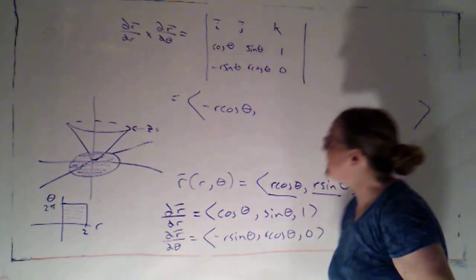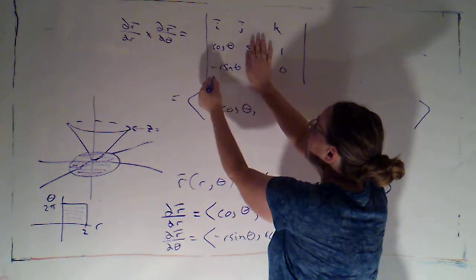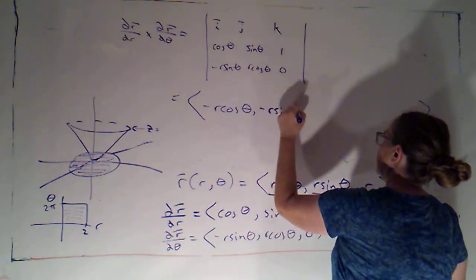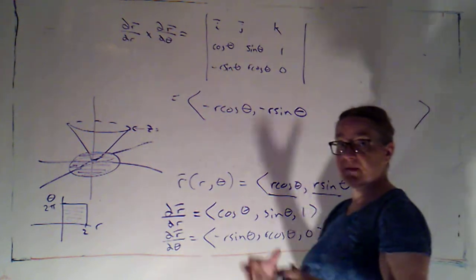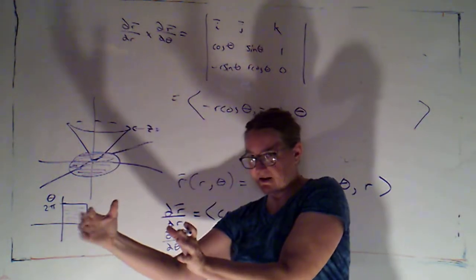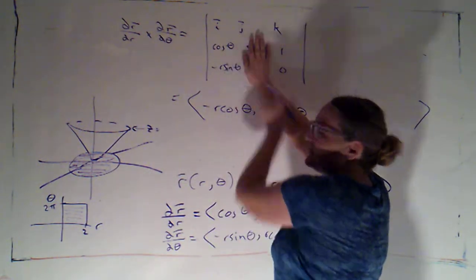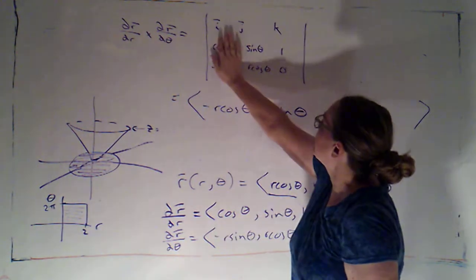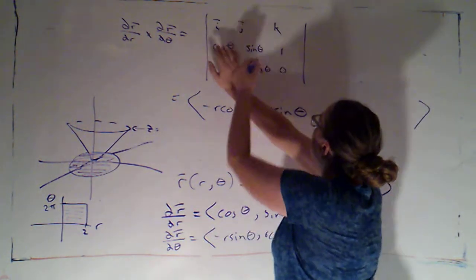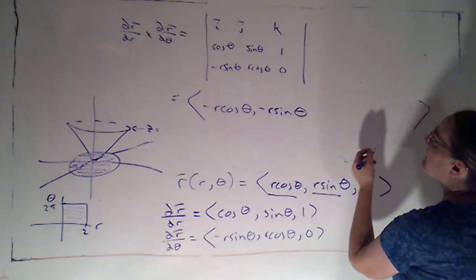For the j's, I want to remember to go backwards. So I'm going to get negative r sine theta minus nothing. Remember, I'm going backwards because as I'm adding up my i's and j's and k's, it's just the determinant times i, the opposite of this 2 by 2 determinant times j, and then this 2 by 2 determinant times k.